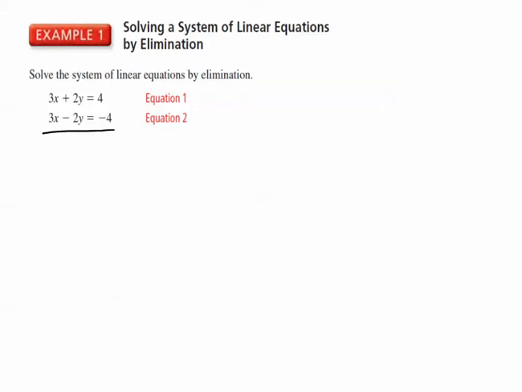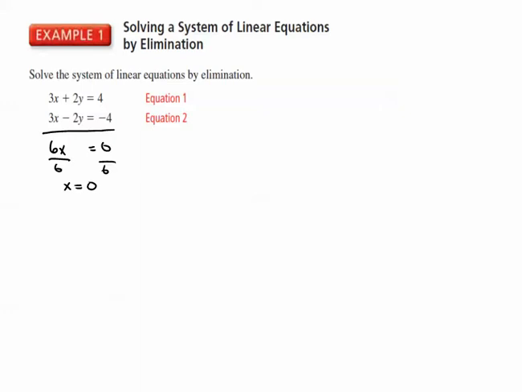This is just an algebraic fact. If we add the two equations together, we can add 3x plus 3x and we get 6x. Then 2x and negative 2x is 0, so the y terms are eliminated there. And then 4 and negative 4 gives me 0. So dividing by 6, I get x is equal to 0. Now I've solved for one of the variables.